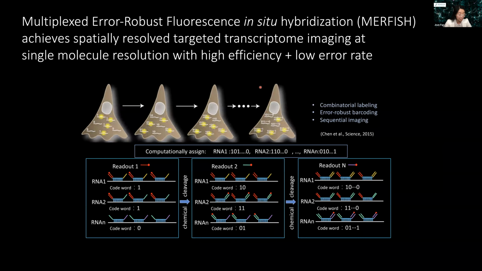As I mentioned, there are many technologies for spatially resolved transcriptomic profiling, one of which is called Multiplexed Error-Robust Fluorescence in situ hybridization, or MERFISH for short. What MERFISH allows us to do is achieve this type of spatially resolved but targeted transcriptome imaging at single molecule resolution with a very high detection efficiency and a very low error rate. Since Jeff spoke at length about this a few weeks ago, I'll try to skip the details of how MERFISH works. But if you're interested, please do check out the original Chen et al. 2015 Science paper.